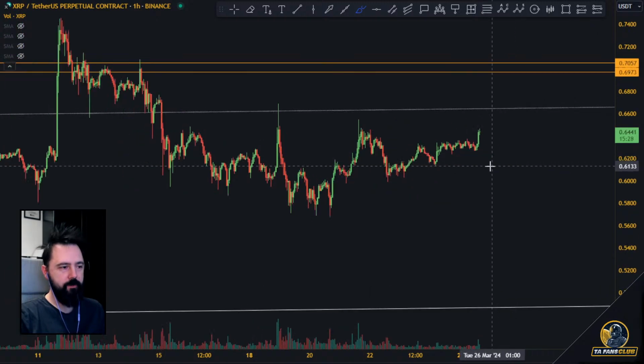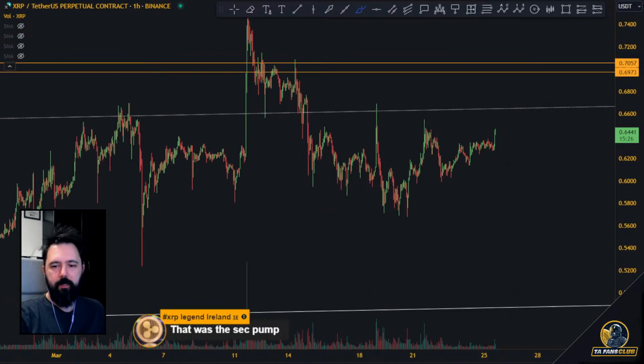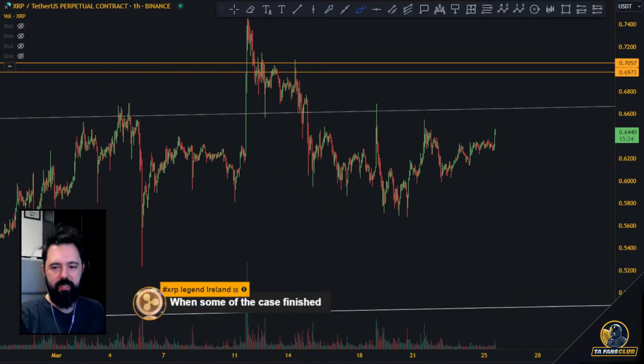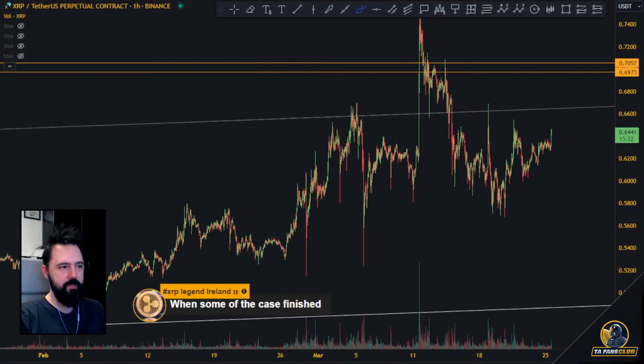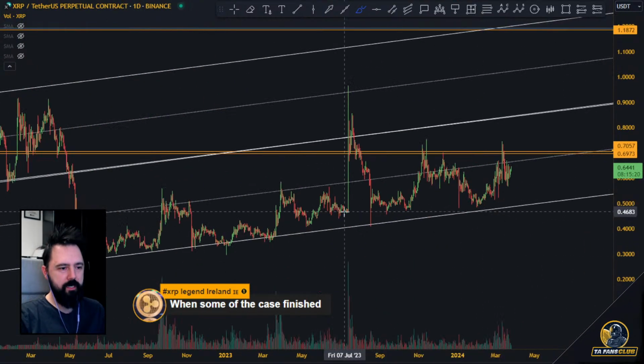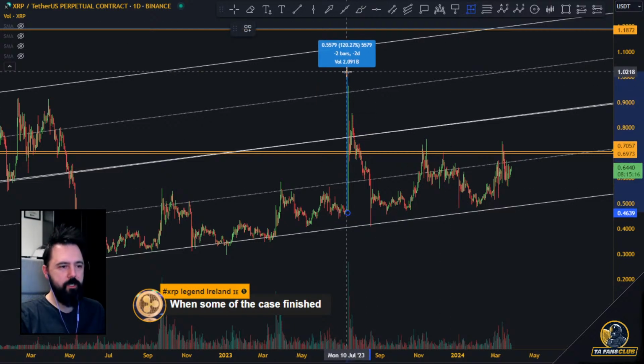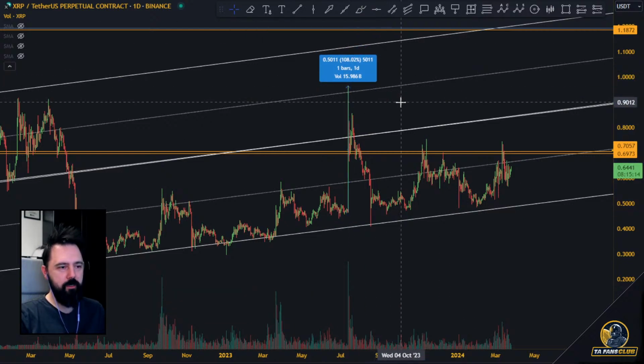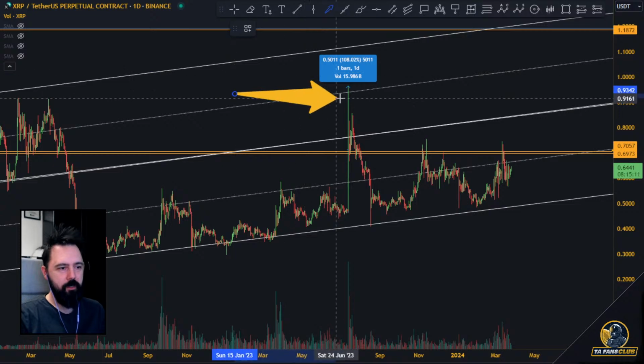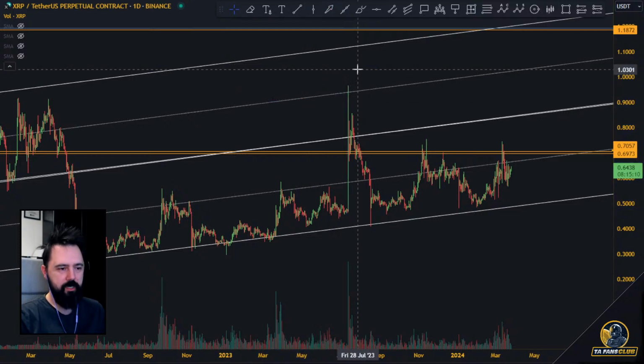How to figure that stuff out? I don't know. That was SEC pump. When some of the case finish. No, the SEC pump is up. This is the SEC pump over here. The 100% pump. So we know how this happened. This 100% pump was pretty self-explanatory.